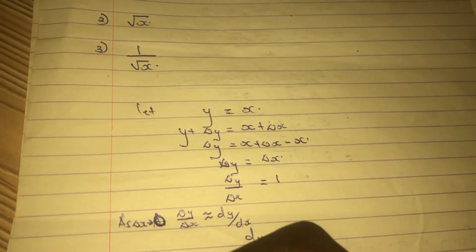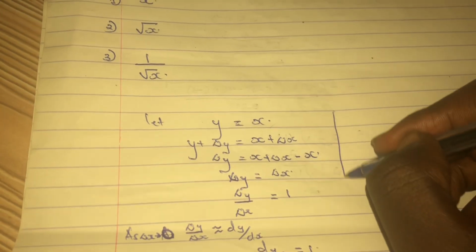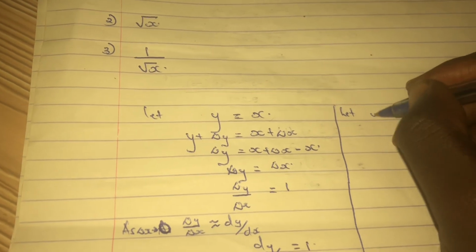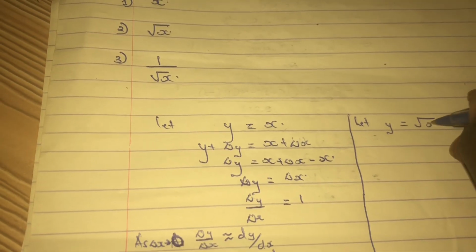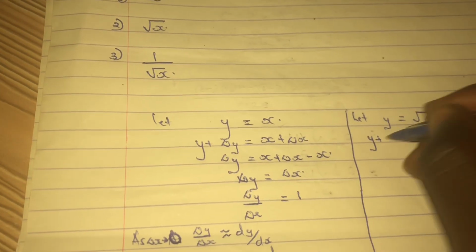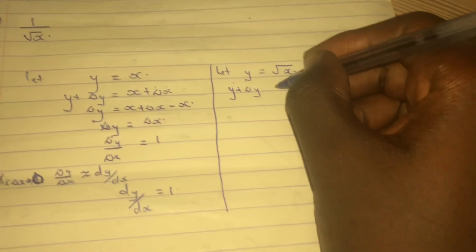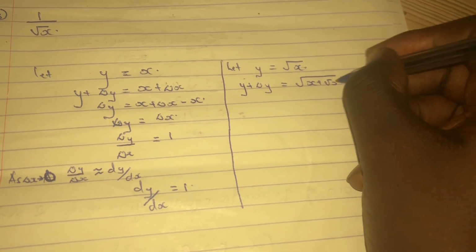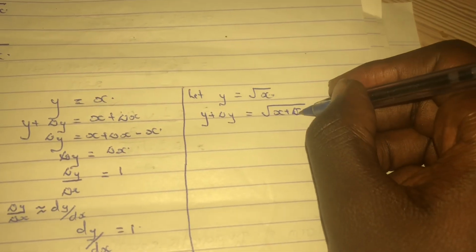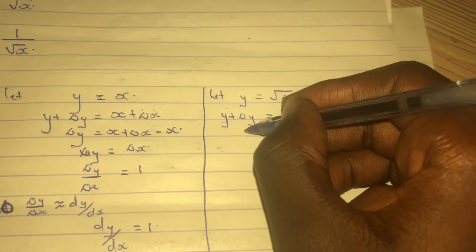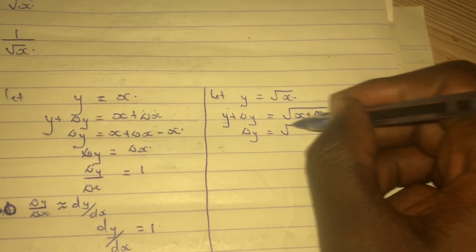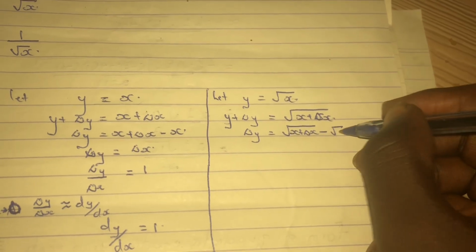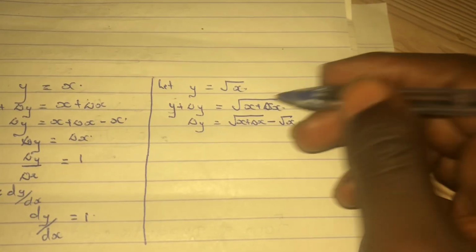So here we also do the same. Let y be equal to root of x. That means y plus change in y equals square root of x plus change in x. This y comes this side, change in y will be square root of x plus change in x minus root of x. So what do we do here?